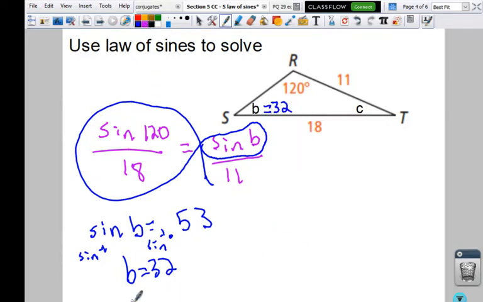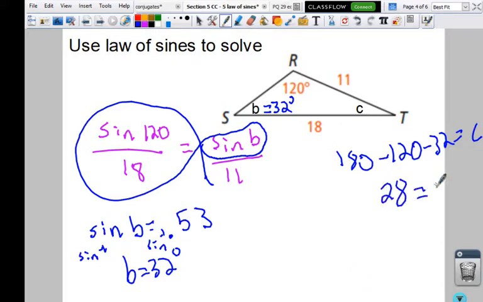But yeah. Alright, and I gotta be careful because b is a degree, because it's an angle, so I better put my degree symbol. Alright, and now we can find c by doing the 180 thing. That's the easy one. 180 minus 120 minus 32 is going to equal c. That's going to be 60 minus 32, which is 28. And I'm going to put degrees. 28 degrees equals c. Alright, not too bad, I hope.